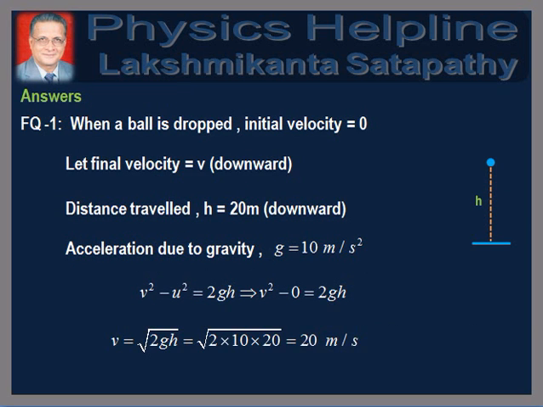To answer fundamental question 1, we note the following. When a ball is dropped, its initial velocity is equal to 0. Downward distance travelled by the ball is equal to 20 meters. Value of acceleration due to gravity is equal to 10 meters per second square. We will use the equation of motion v square minus u square is equal to 2gh. Put the values and simplify, which gives v is equal to 20 meters per second.